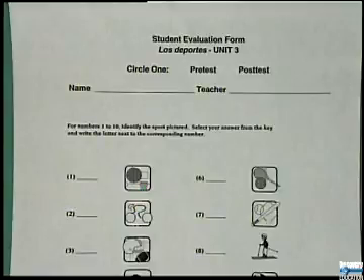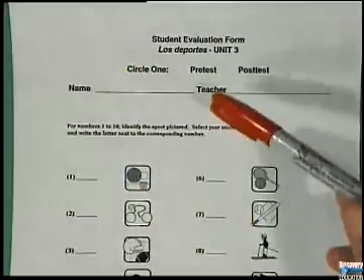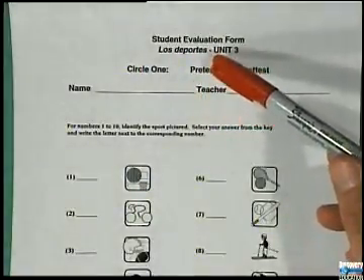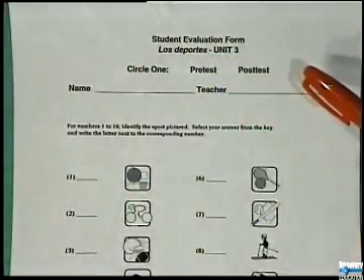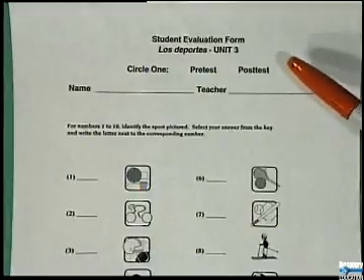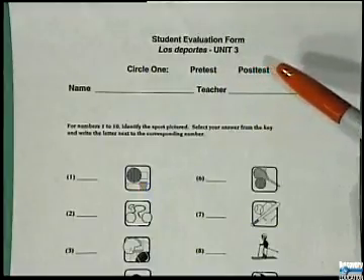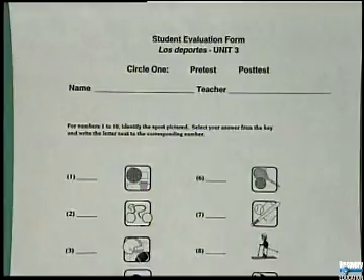Let's start by filling in the information at the top of the evaluation form. Okay? Go ahead and write in your name and your teacher's name up here. Now, if you're taking this evaluation before you've studied the materials, circle the word pre-test, because it's before the test. If you've already studied Unit 3 and you're taking the test now, circle the word post-test, okay, so that we'll know that you're taking this test after you've studied all the materials.